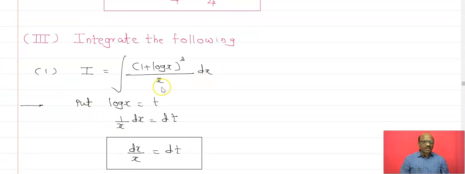Now integrate the following. Question number 2. With respect to x, I is equal to the integral of (1 plus log x) whole cube upon x dx. Now here we will take this substitution. What will be the substitution? That is, log of x is equal to t. If we differentiate it, then you will get 1 upon x into dx is equal to dt.